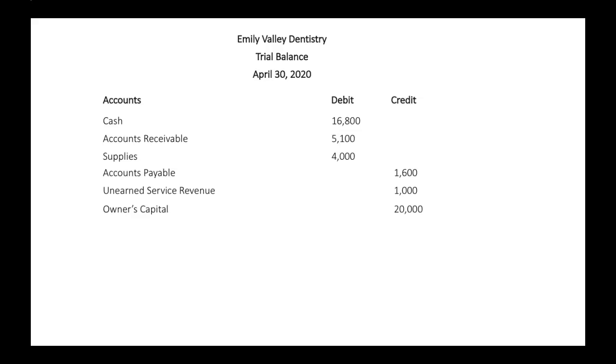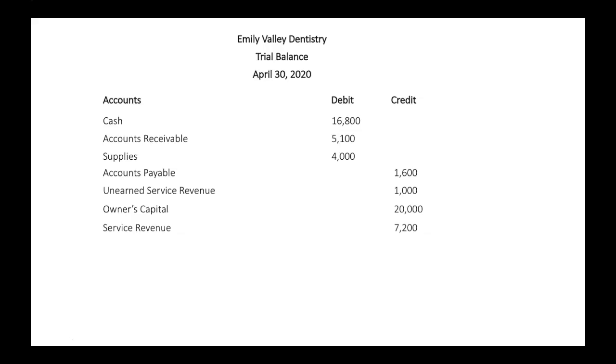After your owner's capital, you would list out your owner's drawings. Now, we didn't have any owner's drawings in this example problem, but if we did, we would list our owner's drawings, and owner's drawings has a normal debit balance, so that balance would go under the debit column. Then after your owner's drawings, you list out your revenues. We had one revenue account here, just our service revenue. So we put our service revenue and the credit balance of 7,200.